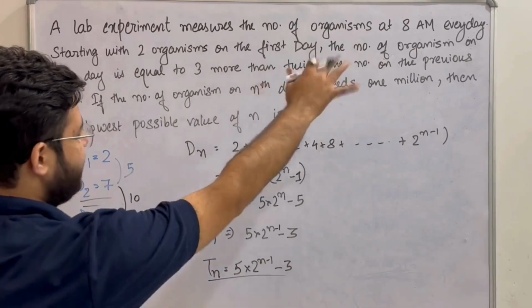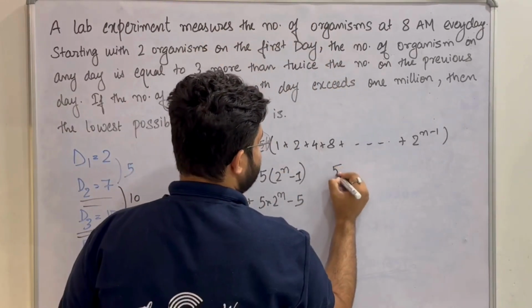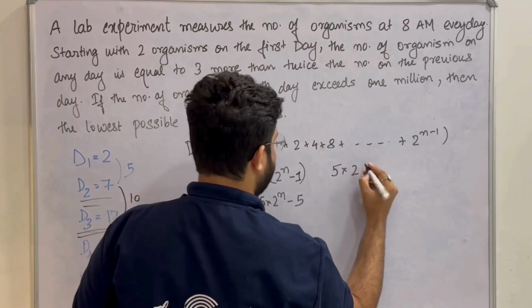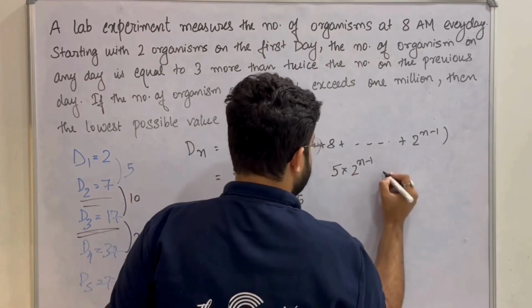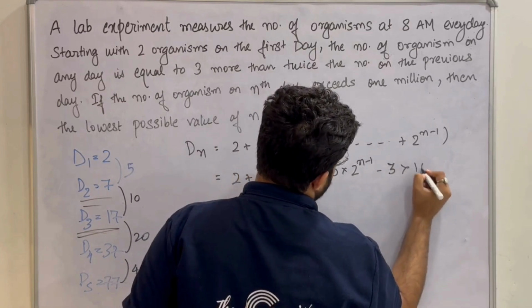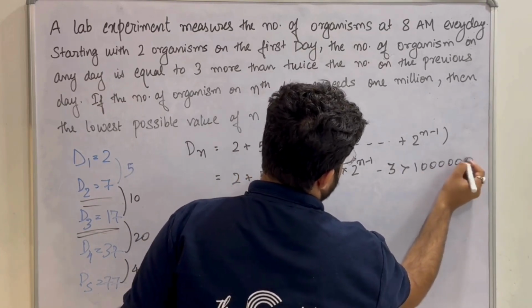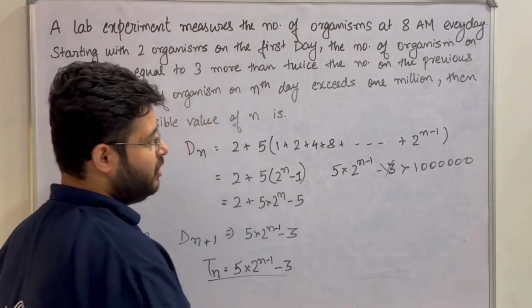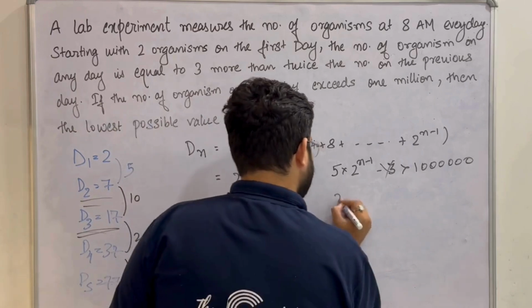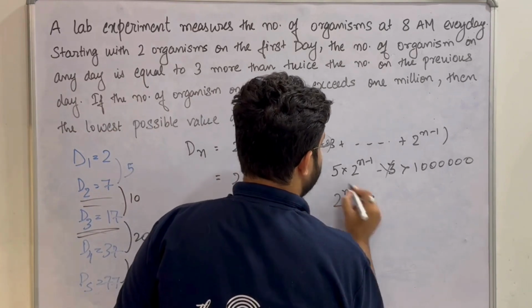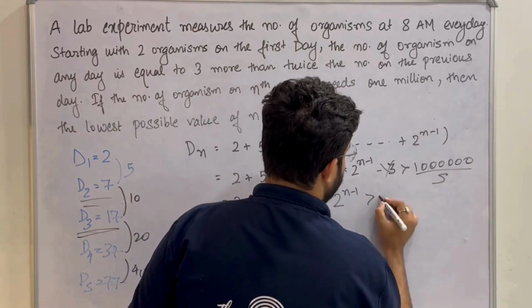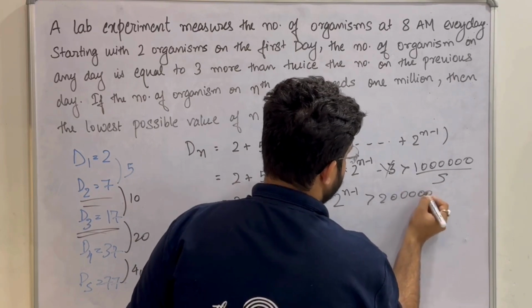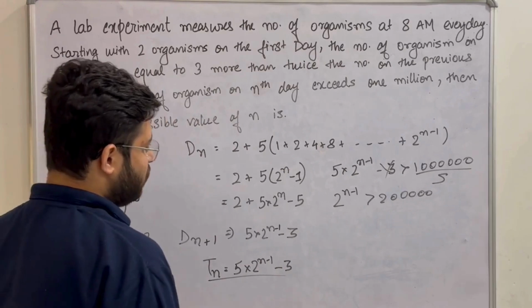Now it is saying that on the nth day it exceeds 1 million. That simply means that my 5 multiplied by 2 to the power n minus 1, minus 3 has to be greater than a million, right? Now this plus 3 goes over there, but it's very insignificant for me, so I will not take it into consideration. From here I have 2 to the power n minus 1 is greater than a million divided by 5. I get 200,000, right? 200,000 is what I get.